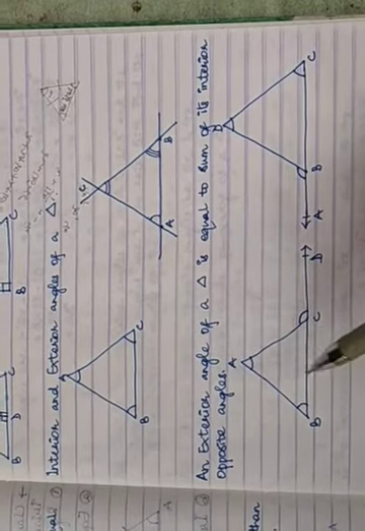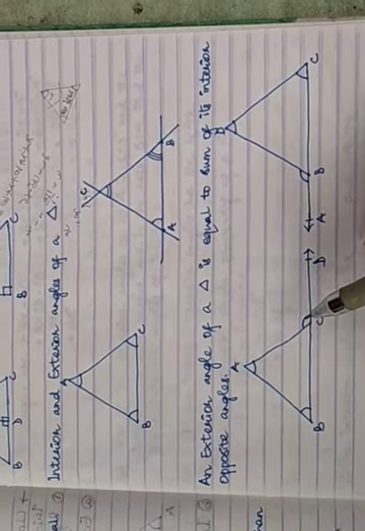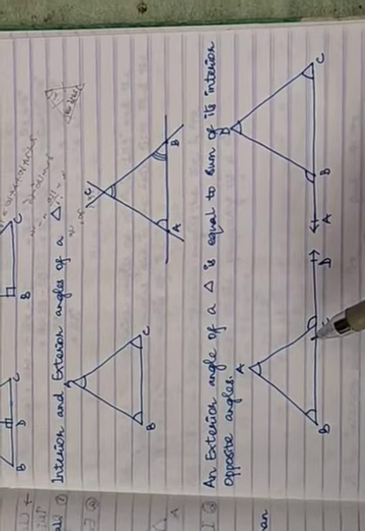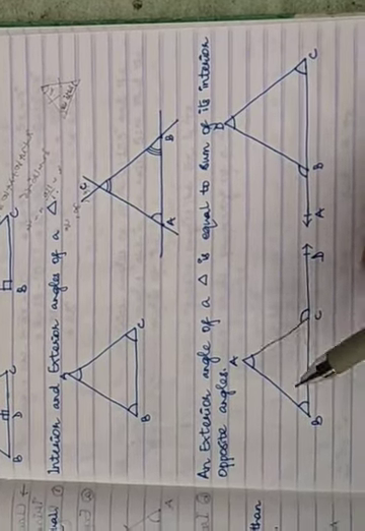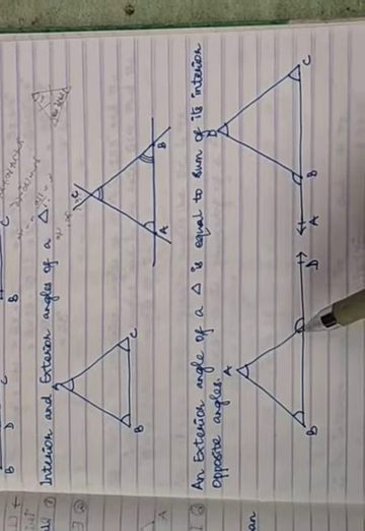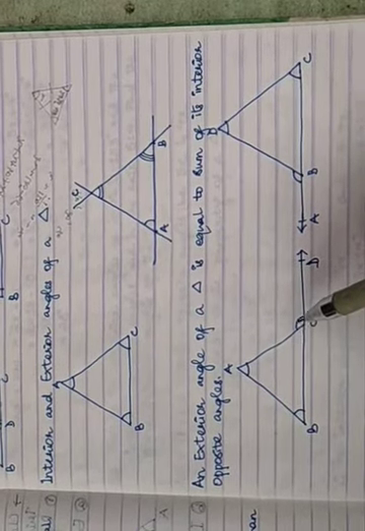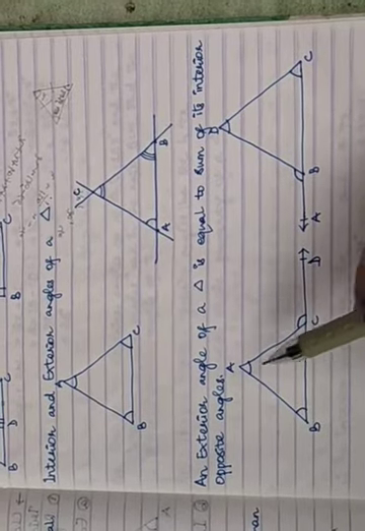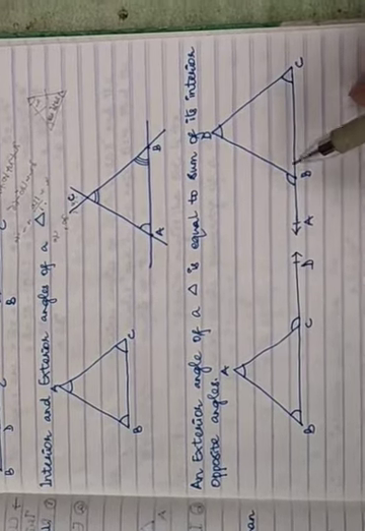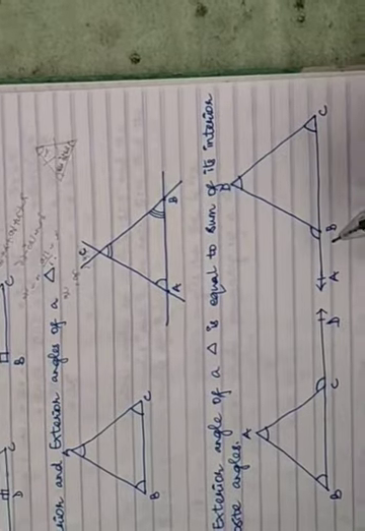This is the exterior angle property of a triangle. Remember, an exterior angle will be equal to the sum of its interior opposite angles, because you know that the relation between these two angles is that they are a linear pair, isn't it? They are a linear pair. So an exterior angle will be equal to the sum of its interior opposite angles.